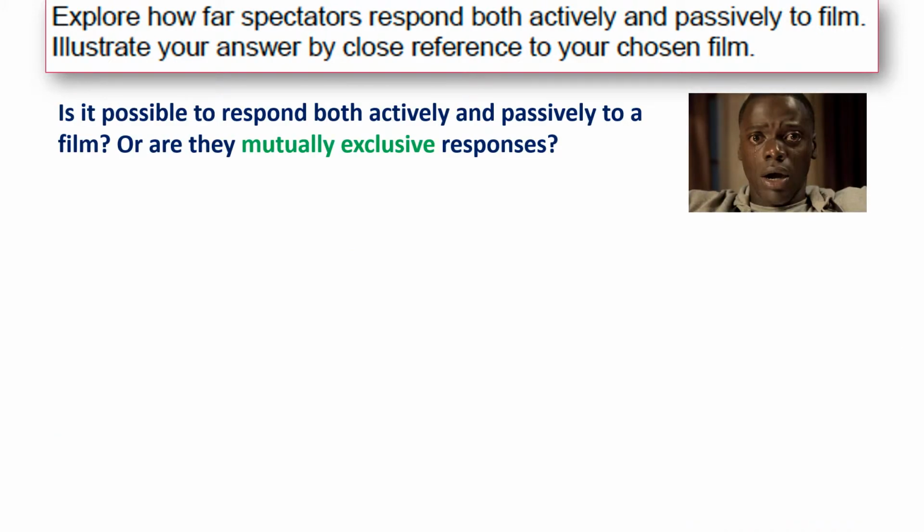So the question at the start of the lesson is about active and passive spectatorship. Now I'll give you the answer now. It's a combination of both. You're never completely passive because that implies that we don't think, which is impossible, and we're never completely active because that implies that the technical elements of film, the construction of the film, have no impact on the audience and the spectator, which we know is not true.